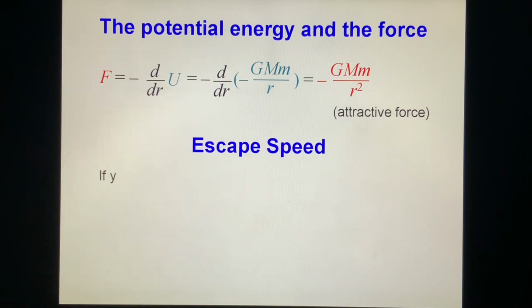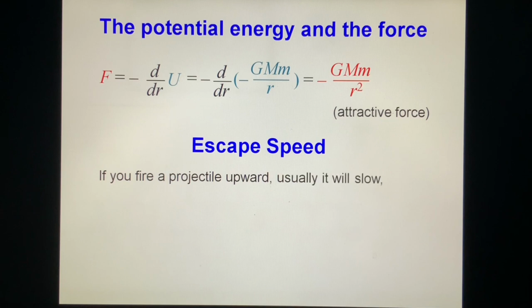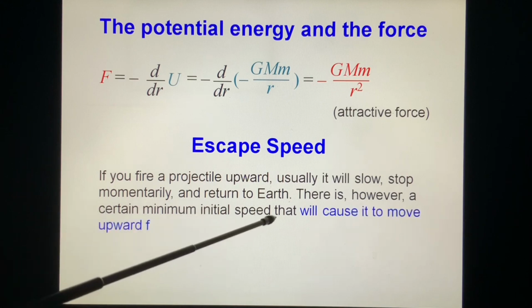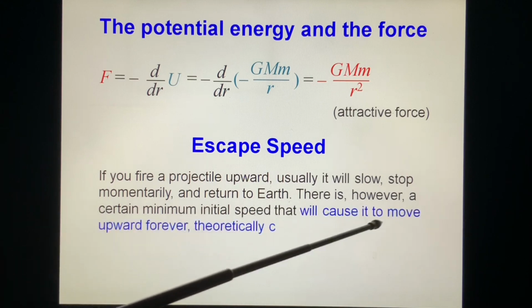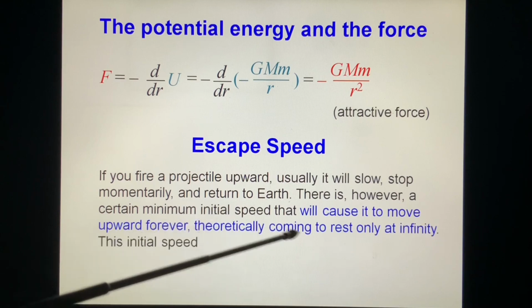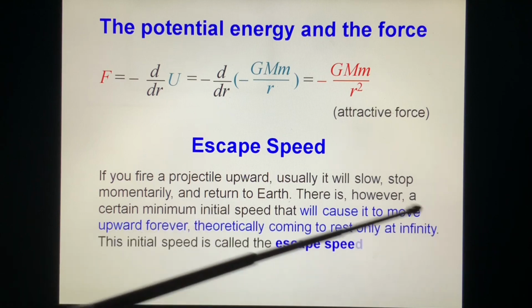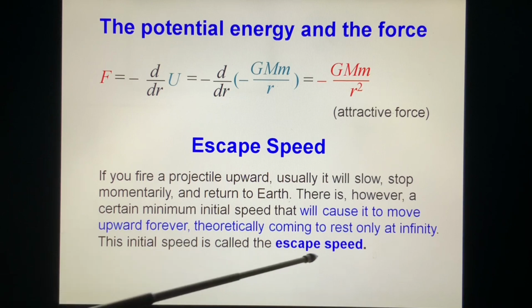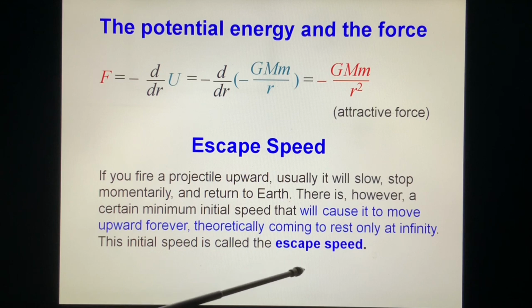Escape speed. If you fire a projectile upward, usually it will slow, stop momentarily, and return to Earth. There is, however, a certain minimum initial speed that will cause it to move upward forever, theoretically coming to rest only at infinity. This initial speed is called the escape speed, because the object can escape.